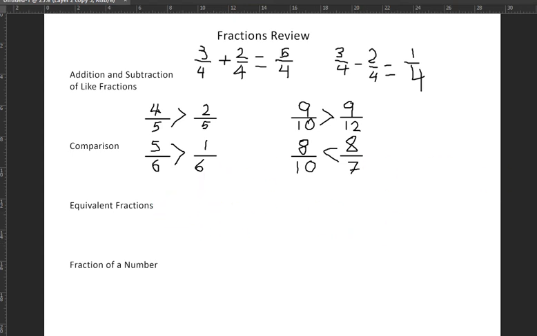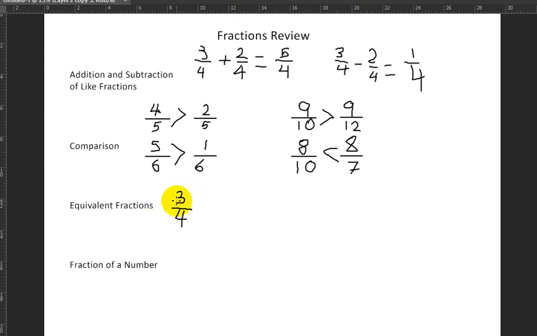Let's move on to equivalent fractions. Remember, we have talked about this in the past. Let's say we have a number like 3/4. What does that describe? That describes a pizza that was cut in 4 pieces, and we either have 3 of them or 3 of them are missing. This describes a part of the pizza.